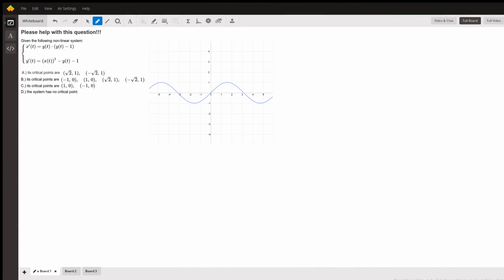My name's Kathryn, and I think I can help you with this problem. So here we have a nonlinear system, and we need to find the critical points. Now, the first thing we need to do clearly is to know what a critical point is in order to know how to find it.